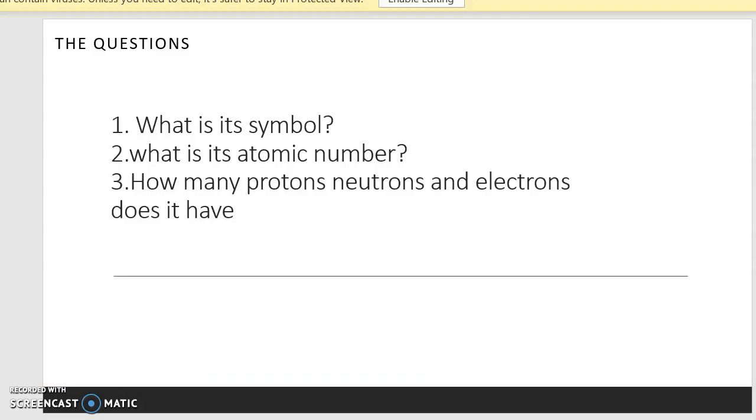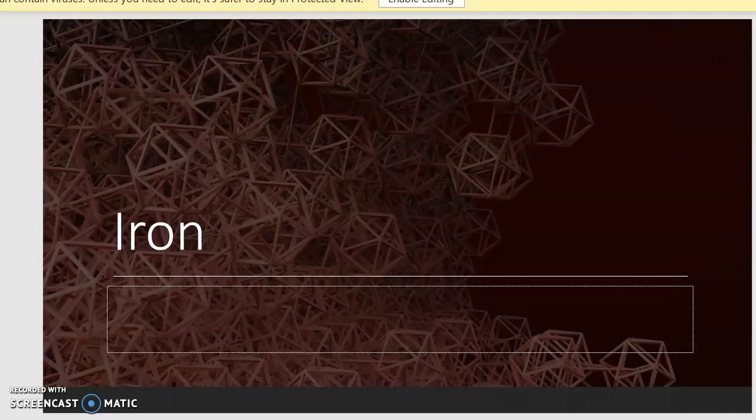You don't need to have the questions written out. You can include the question in your answer. So instead of saying "what is the symbol?" with a question mark, you can say "the symbol of iron is Fe." Okay, so include it that way.